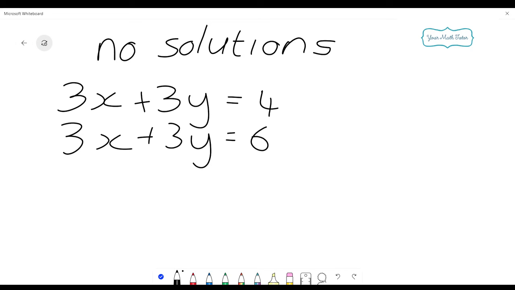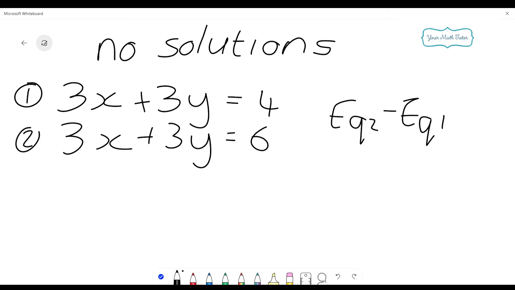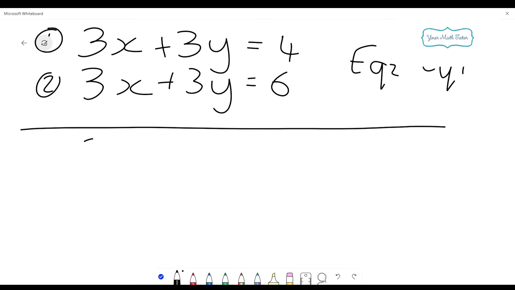So we're going to apply the same principles we applied in the previous example of eliminating x in equation 2 in order to solve for y. So now we're going to say equation 2 minus equation 1, like 3x plus 3y equals 4.